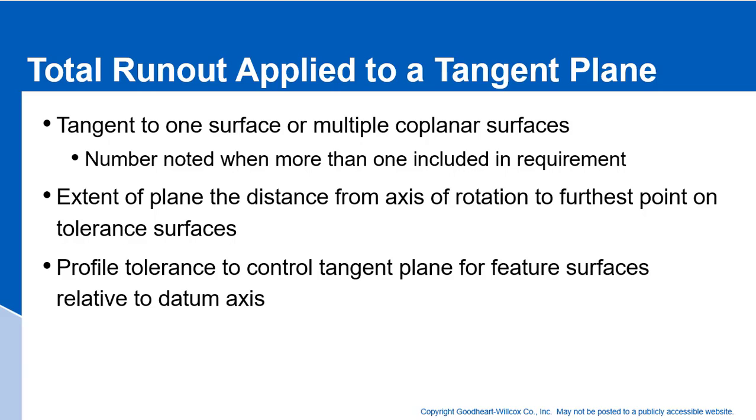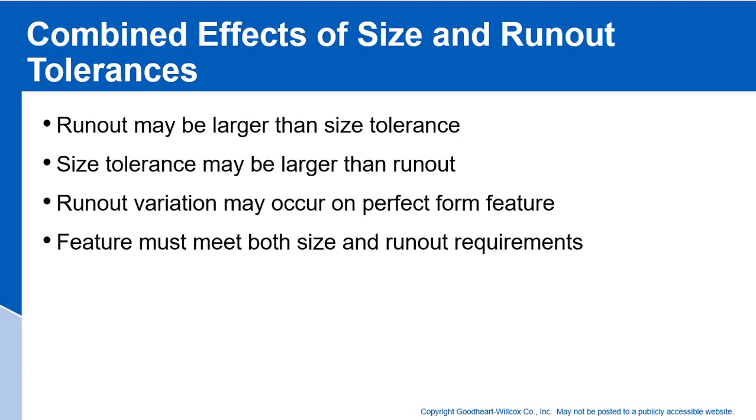Okay, so what happens when we have combined effects of size and runout tolerances? Now, the runout tolerances may be larger than the size tolerance, or consequently, the size tolerance may be larger than the runout tolerance. And then the runout variation may occur on a perfect form feature, and then features must meet both size and runout requirements. Okay, so they don't have to meet them independently. They have to meet them independently, but not together is what that means.